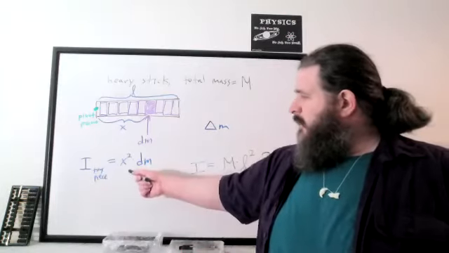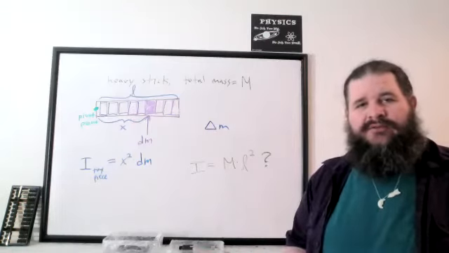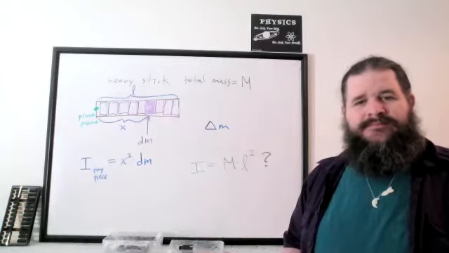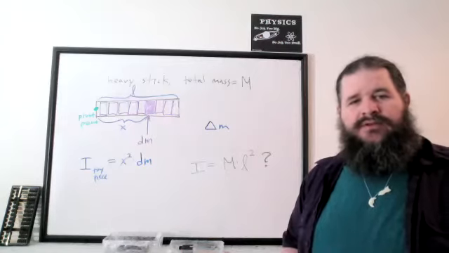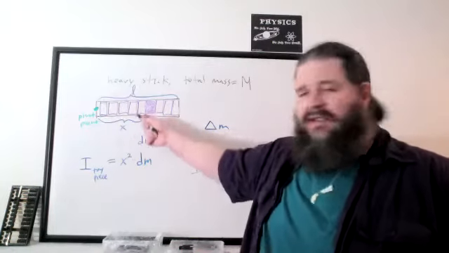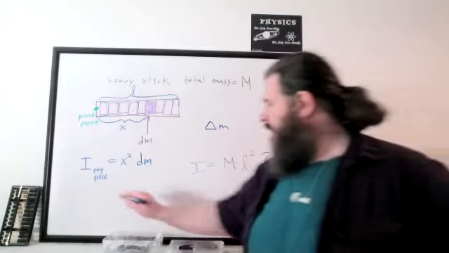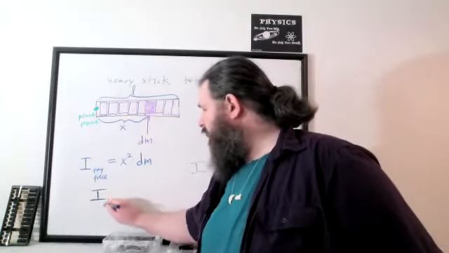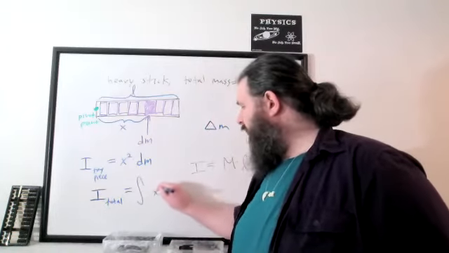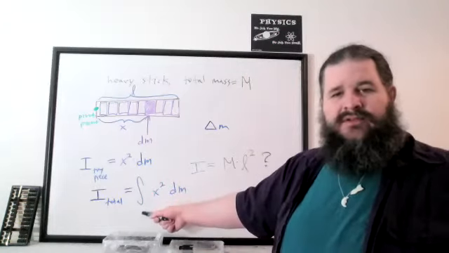So that would be the moment of inertia of each tiny piece. But how do we find the total moment of inertia if we've got a formula for each little bit of moment of inertia? Yeah, we use an integral to add them up. We're adding up this tiny piece plus this tiny piece plus this tiny piece and so on. And an integral literally just means adding together all those tiny pieces. So the total moment of inertia is the integral of x squared dm.